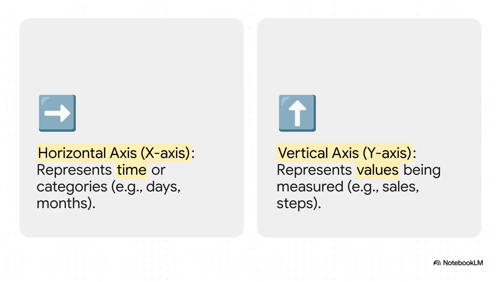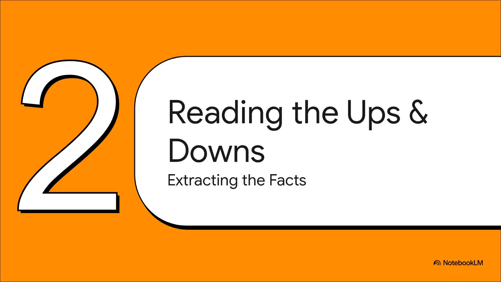Every single line graph is built on this simple skeleton. You've got the horizontal line at the bottom, that's the x-axis, and that's almost always our timeline. Think days, months, years. Then, running up the side, you have the vertical y-axis. That measures the what. You know, the temperature, the sales numbers, how many steps you took. So time flows left to right, and the value goes up or down. Easy as that.